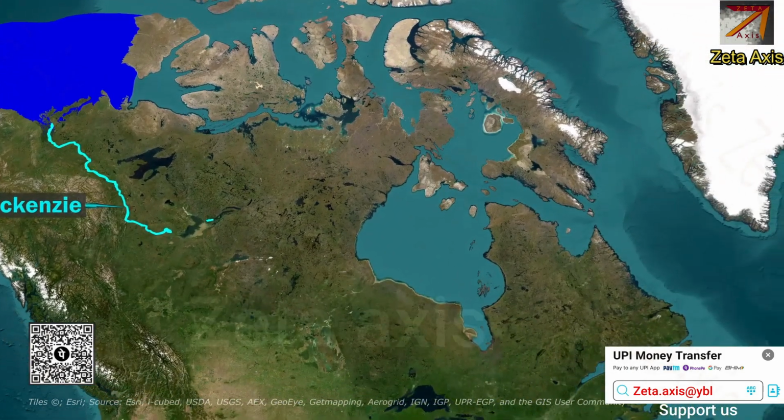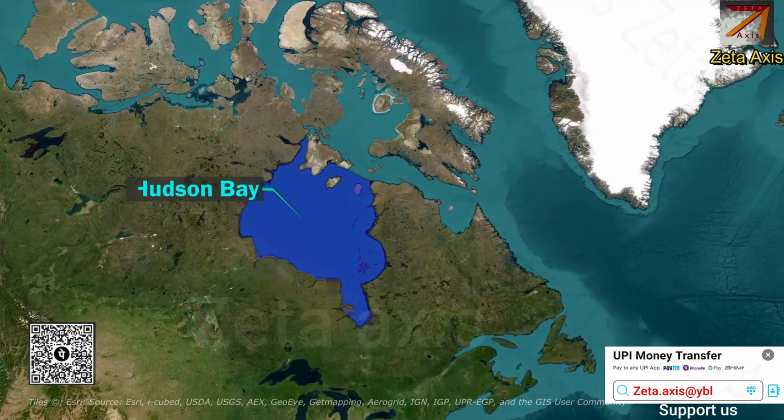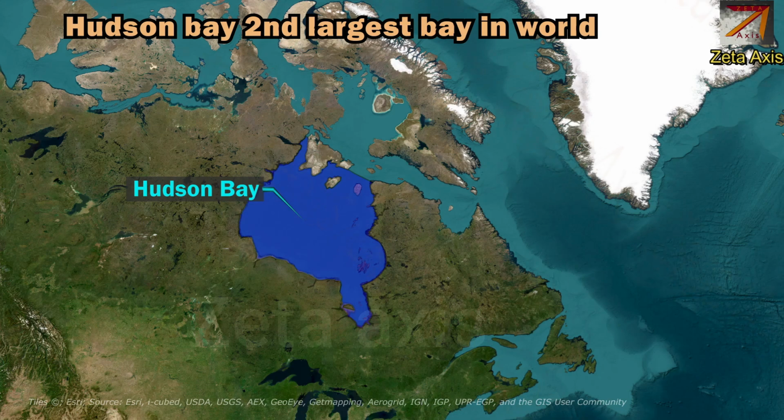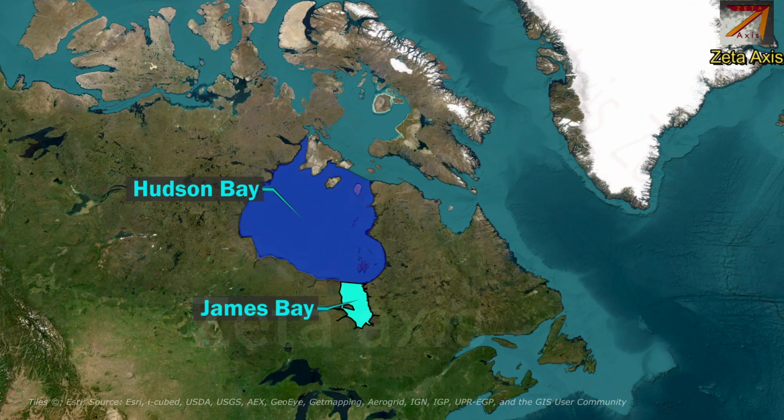Another important bay of the North American continent is Hudson Bay, which is an inland marginal sea of the Arctic Ocean. It is the world's second largest bay after the Bay of Bengal. Hudson Bay's southern arm is called James Bay.